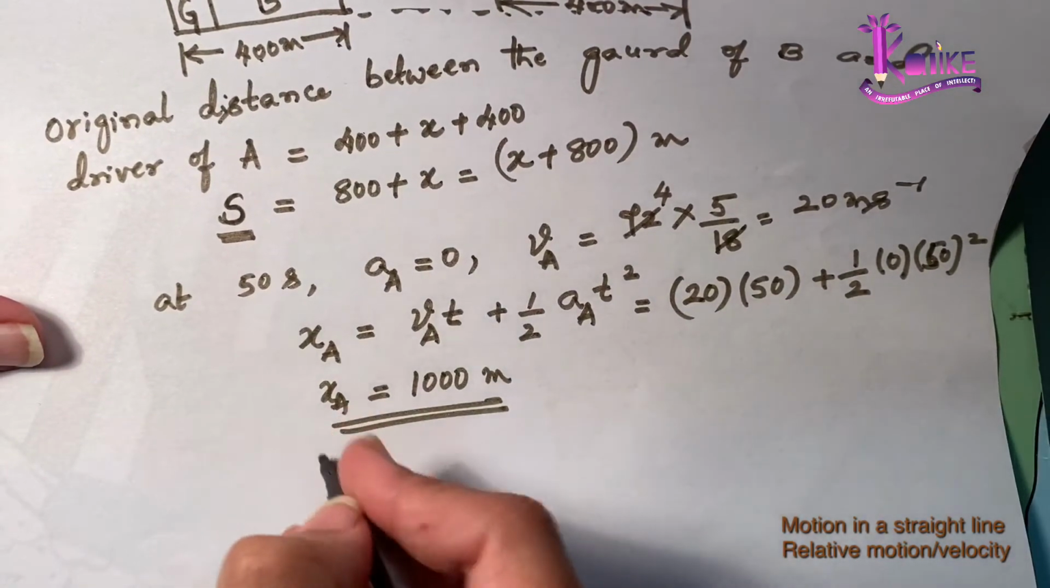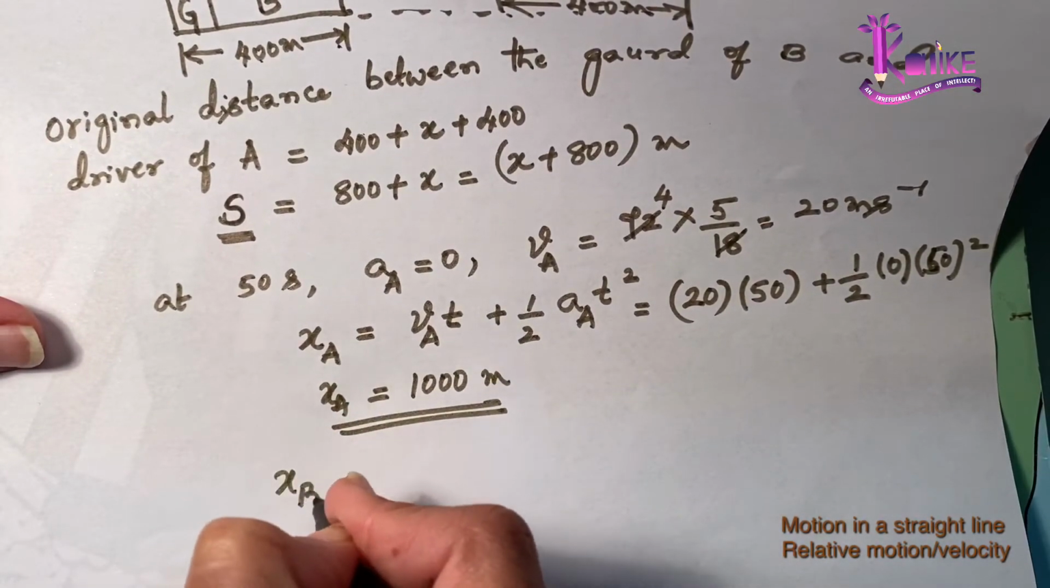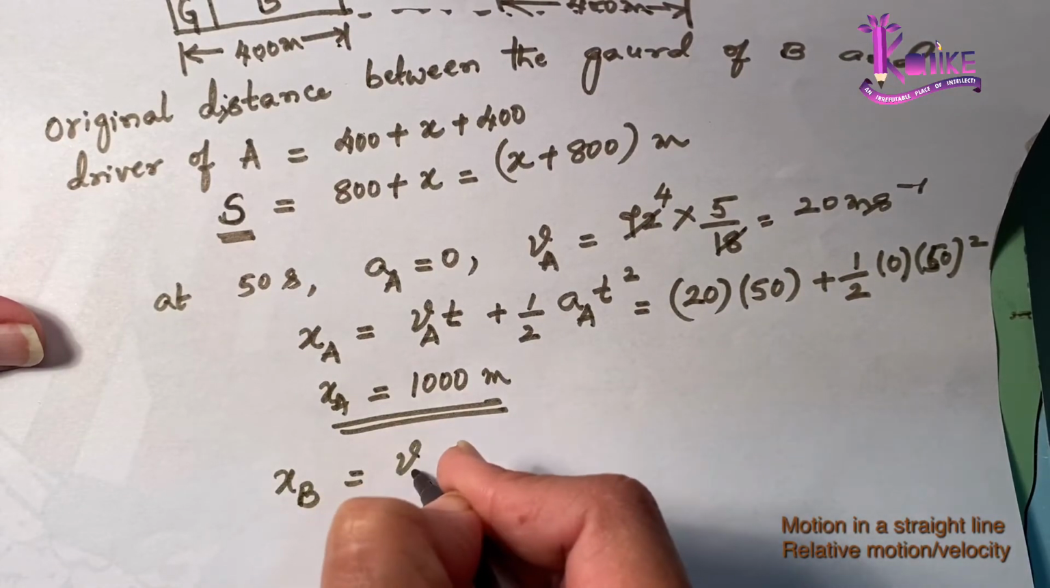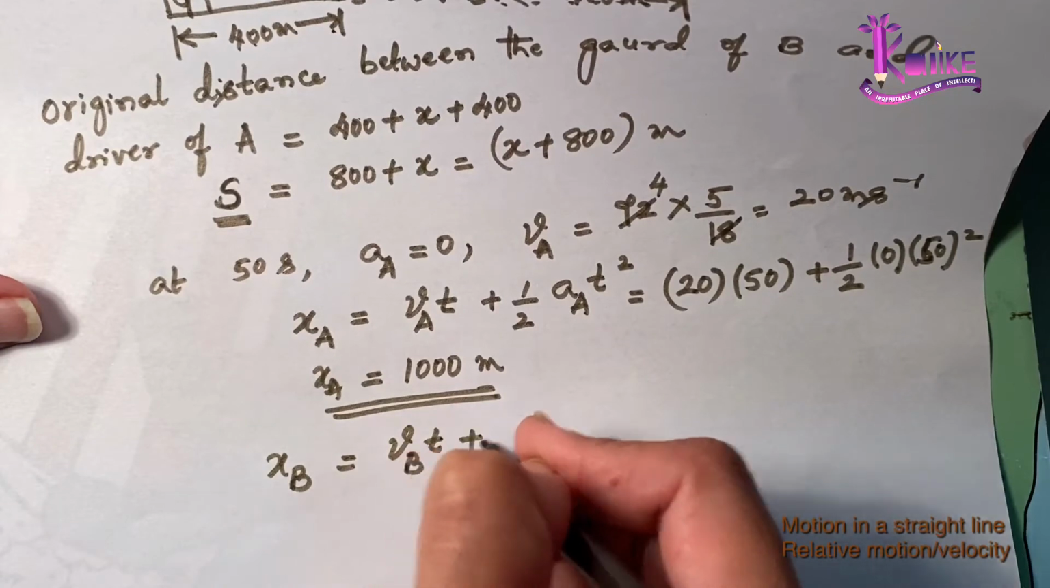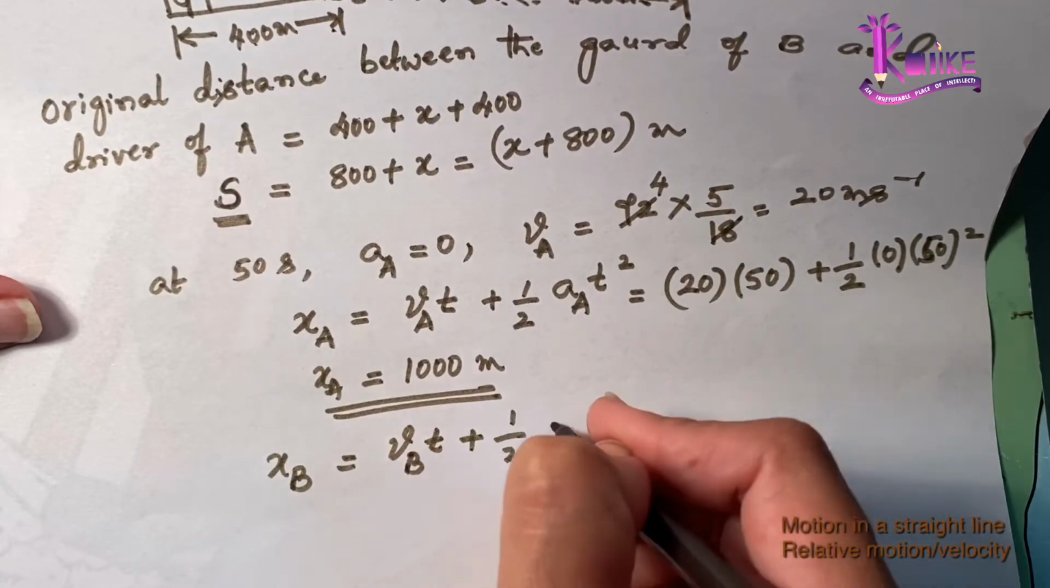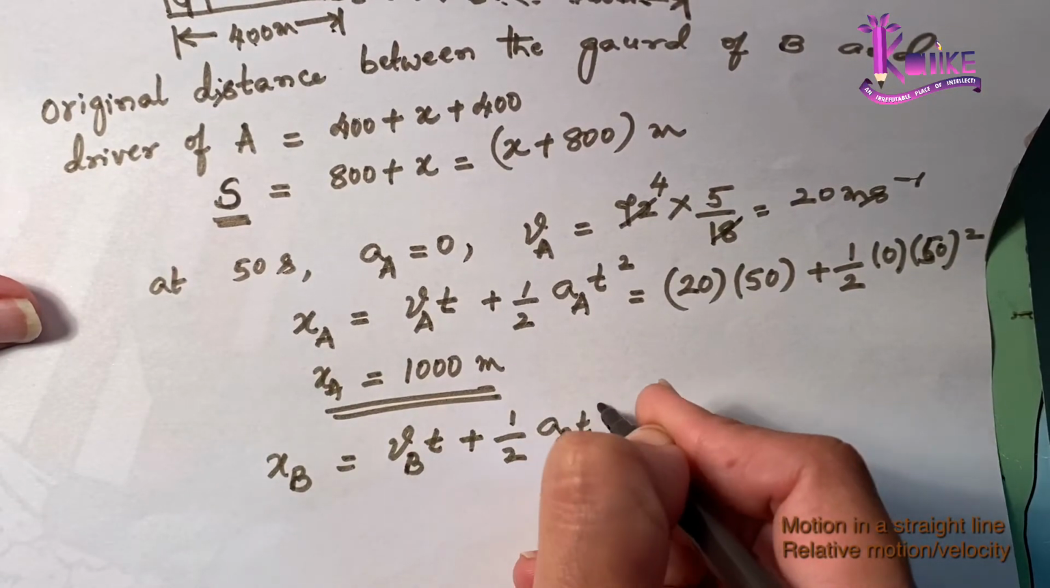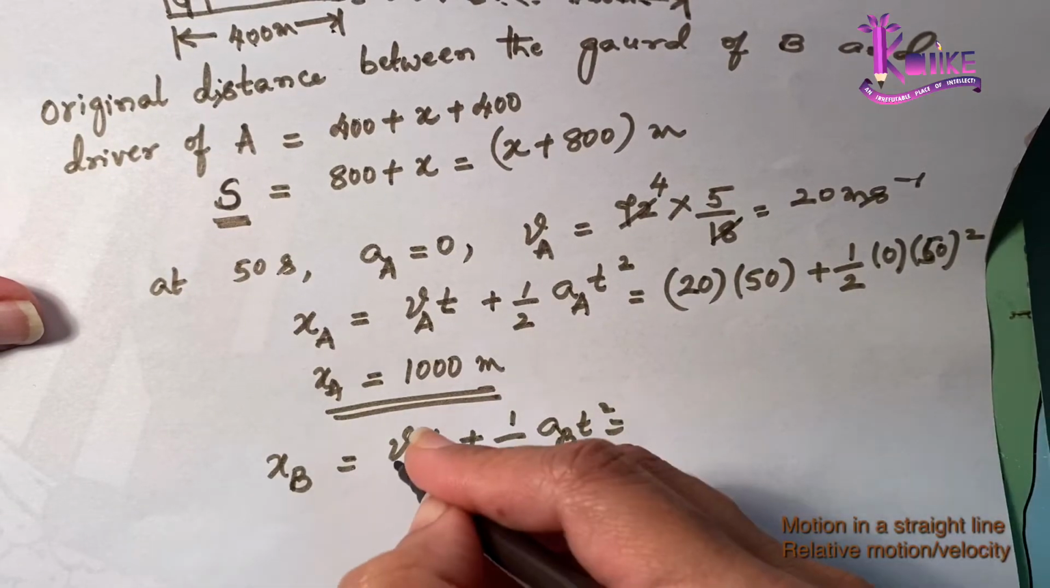Similarly, let's calculate XB. So that will be VB T plus half AB T square. Now this is also 20.